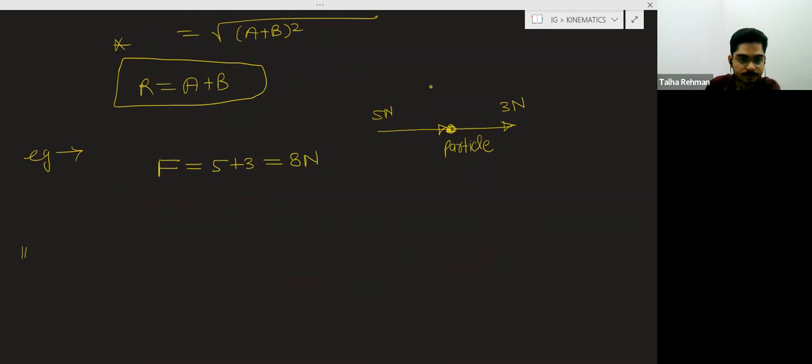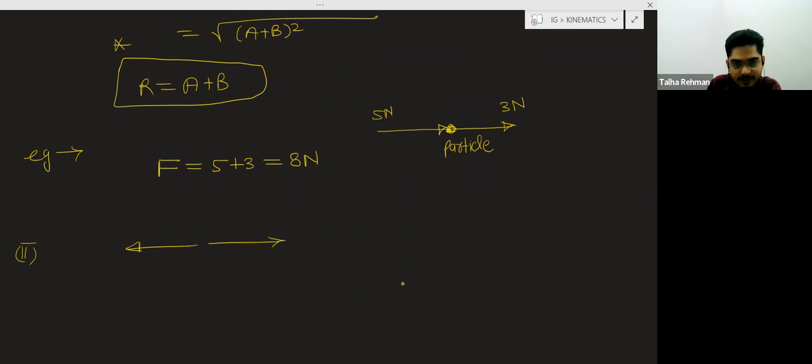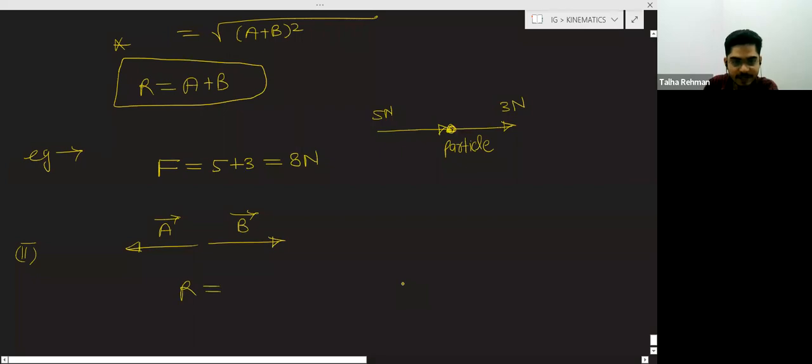Second case, when two vectors are anti-parallel. It means one vector is in this direction and another vector is in this direction. Suppose this is your A vector and this is your B vector. So in that case, what will you do? You will take the resultant like this. You will subtract.